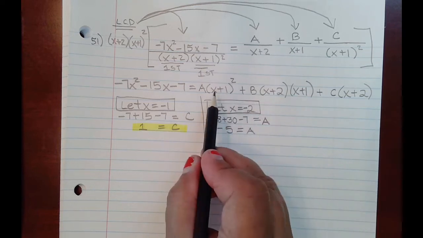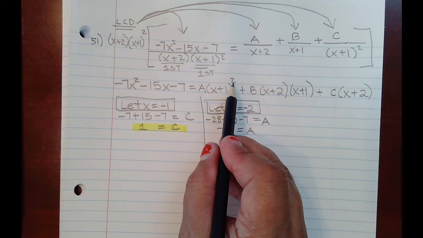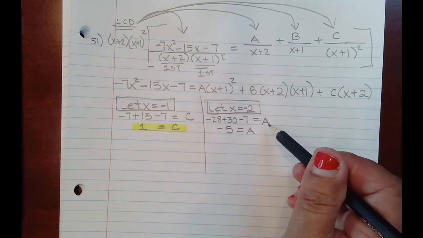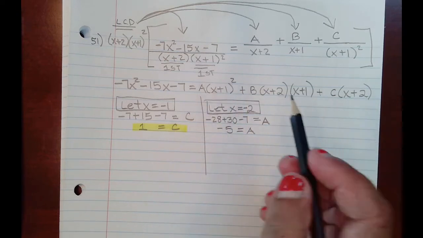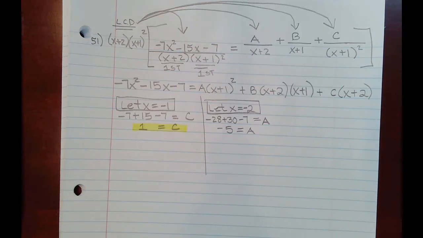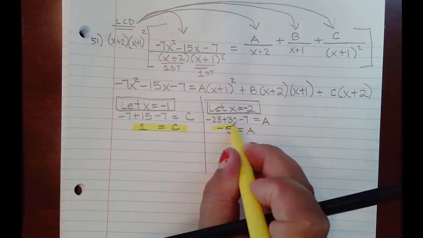Okay, let's check that one more time. That would be -1. -1 squared is 1. 1 times a is a. Zeroes out this one, zeroes out that one. So now we also know the a value.